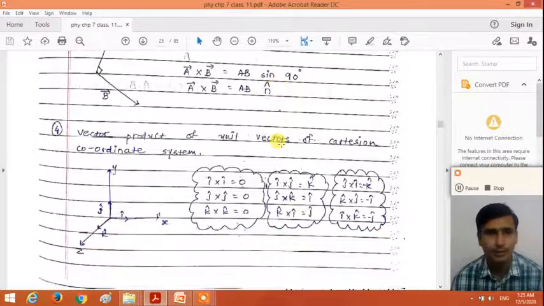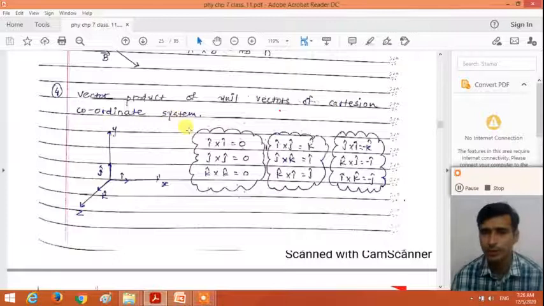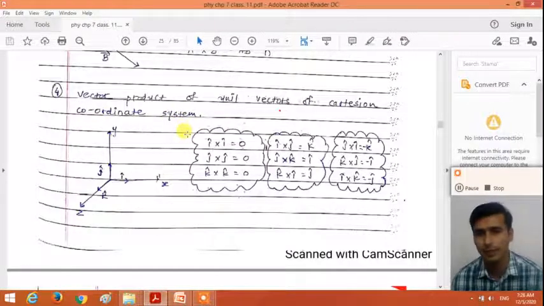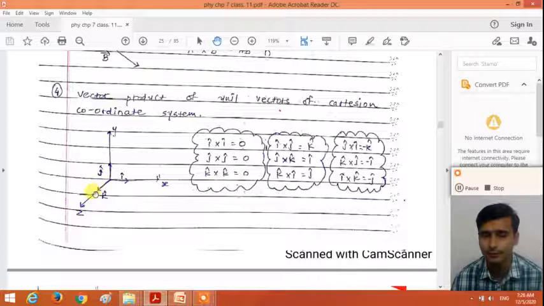So from that we can find the vector product of the unit vectors of the Cartesian coordinate system. Dear student, we know that there are three unit vectors of the Cartesian coordinate system. The unit vector in the direction of x we take as i, the unit vector in the direction of y we take as j, and the unit vector in the direction of z we take as k, right? So the vector product of the unit vectors i, j and k, right?